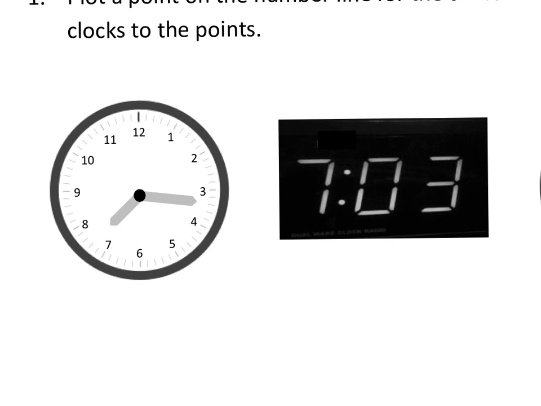Now, my minutes, I start at 12, and let's count by fives. 0, 5, 10, 15. If I go to the 4, that's 20, I've gone past my minute hand, and I don't want to do that. So I'm at 15, and now I just have to count my lines by ones. 16, 17. So this clock says 7:17.